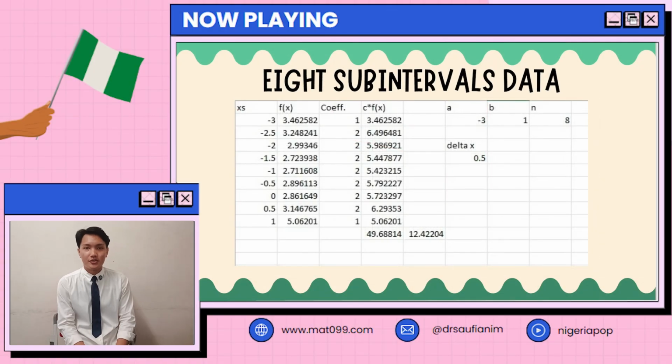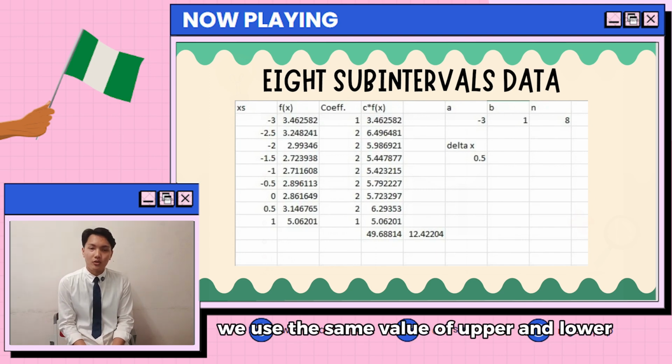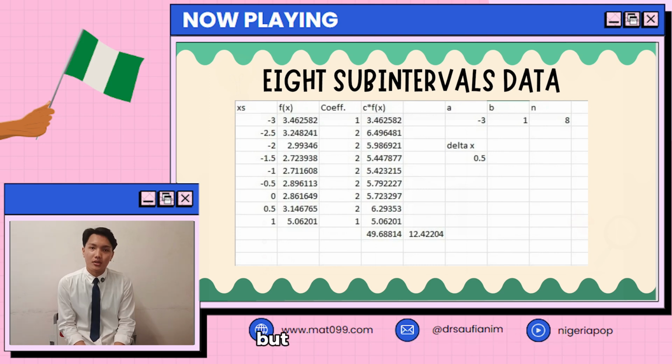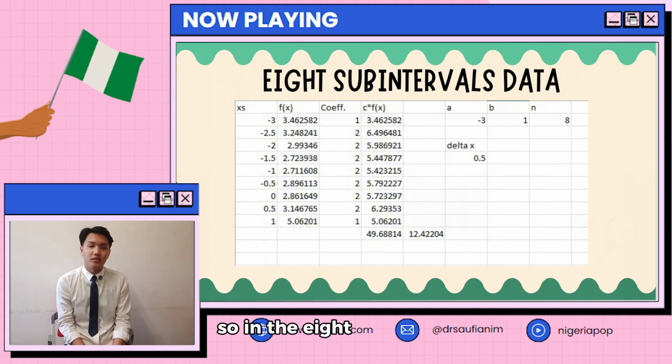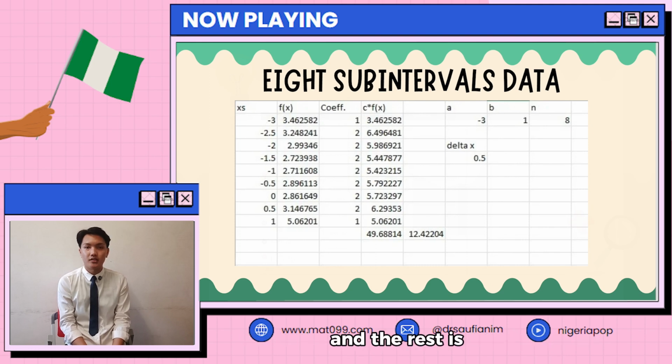Thank you, Adib, for the explanation of the 6 sub-interval. So moving on to the next part, which is 8 sub-interval. So we use the same value of upper and lower boundary, which is -3 and 1, but the difference is the value of n, which is the sub-interval we use, is 8. So the delta x calculated is 0.5. So in the 8 sub-interval, we have a total of 8 values of x. So each of the coefficients is the same as the 6 sub-interval. The first and the last coefficient is 1 and the rest is 2.